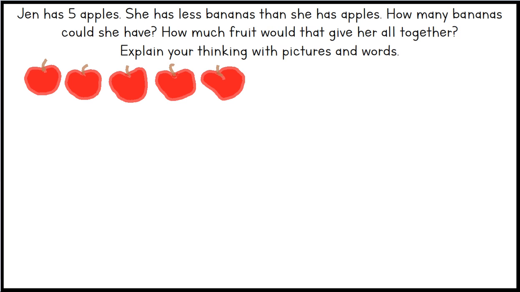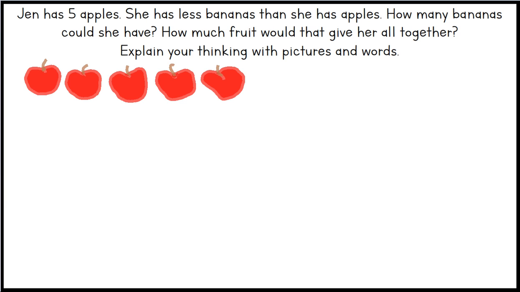All right, so now this is where the problems are getting a little bit different. So it doesn't tell us how many bananas that she has, does it? It says she has less bananas than she has apples. So here's where it gets you thinking. All right, so we know that she has 5 apples and she has less bananas. Okay, so could she have 10 bananas? No, she couldn't because 10 is not less than 5. 10 is more than 5. And the problem did tell us that she has less bananas.